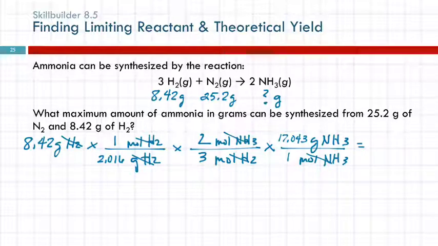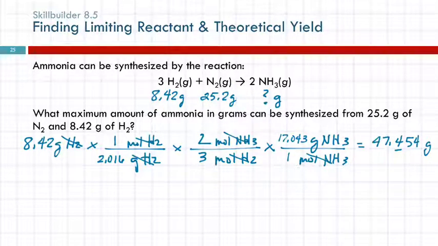So then you do the math. 8.42 divided by 2.016 times 2 divided by 3 times 17.043 equals. My starting number had 3 significant figures, so I want to keep 3 here. So there's a mass. That was the hydrogen.